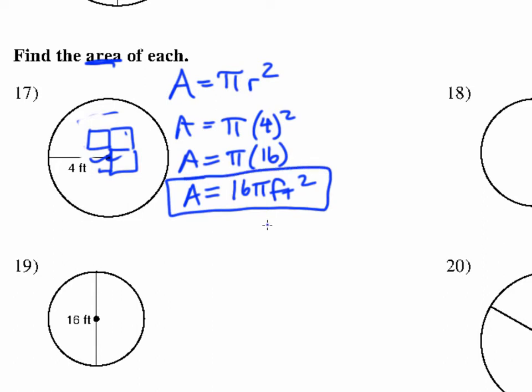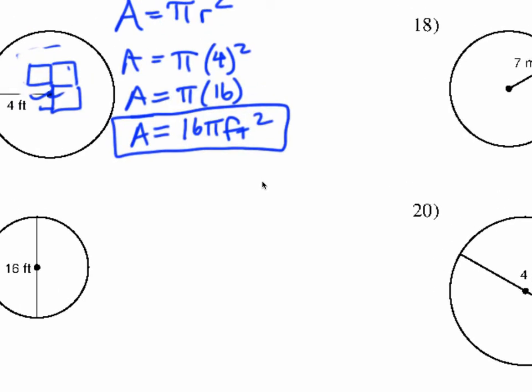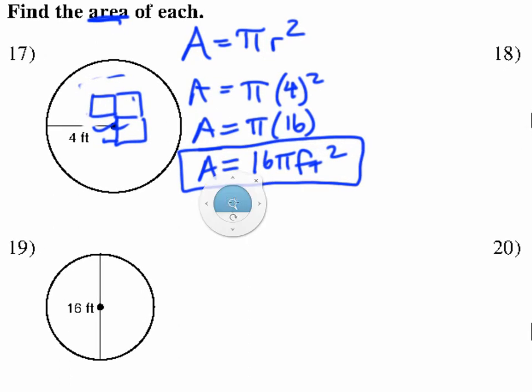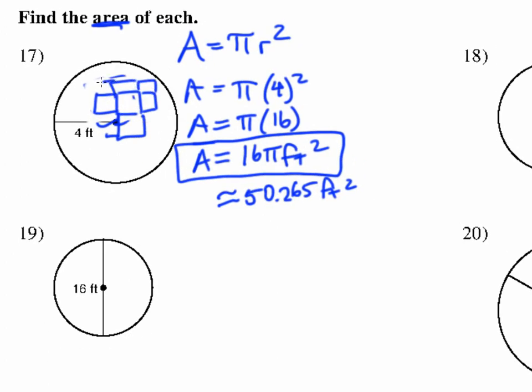And if you have your calculator, you could punch in to see what that would be approximately, but this is fine just to leave it like that. Let me just try it on mine. 16 times pi gives approximately 50.265 feet squared. So in other words, you could make about 50 of these. I drew the squares a little bit too big. About 50 of these square feet would fit inside this circle.